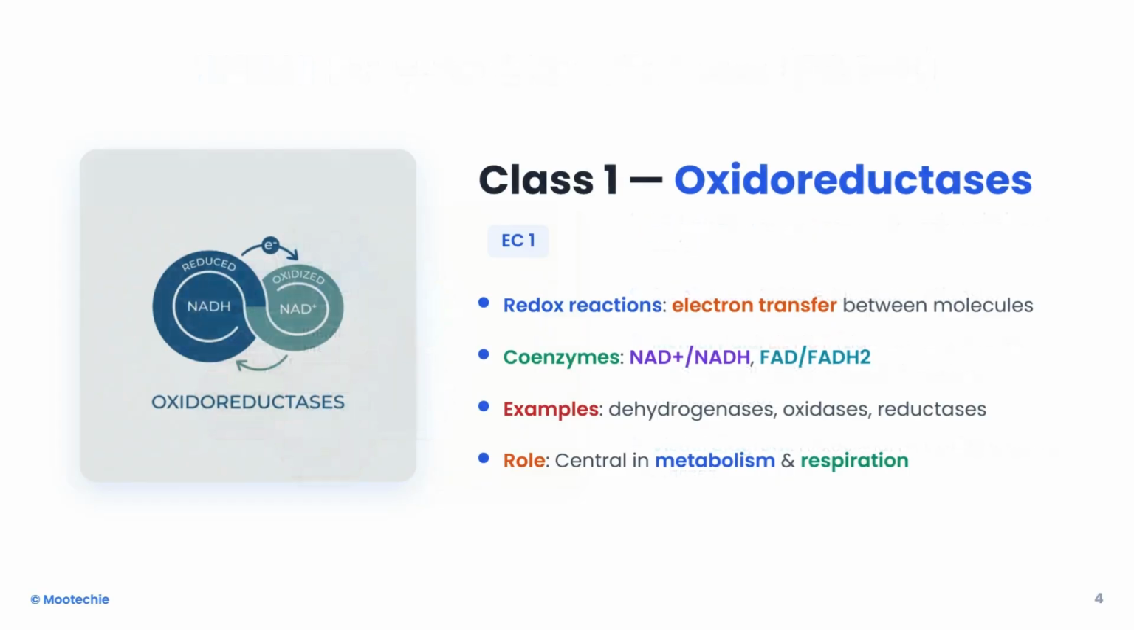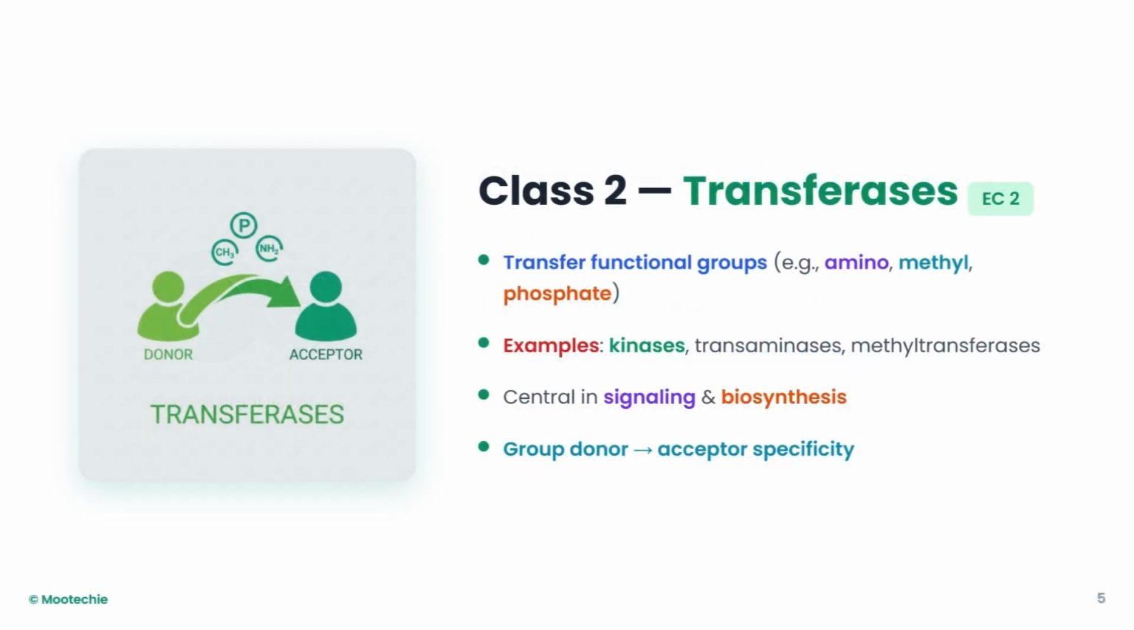Class 1, oxidoreductases, EC1. These enzymes catalyze redox reactions, which involve the transfer of electrons between molecules. They often use coenzymes like NAD+/NADH and FAD/FADH2. Common examples include dehydrogenases, oxidases, and reductases. Their role is absolutely central in metabolism and cellular respiration. The slide has a bold, clean graphic with the word oxidoreductases. As we continue, let's see what gets transferred in the next class.